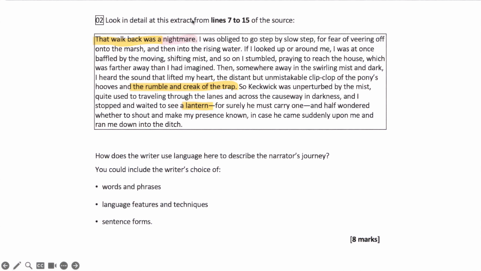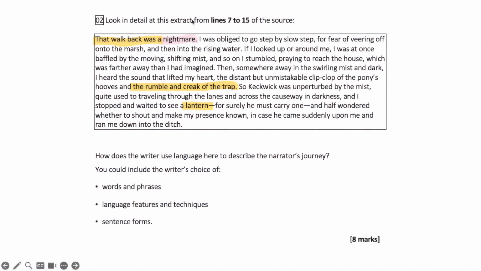Using long quotations frequently results in an analysis that veers towards content rather than language, as students get caught up in the narrative rather than the linguistic choices of the writer. Now let's look at this second sentence. I was obliged to go step by slow step for fear of veering off onto the marsh and then into the rising water. What might you pick out here, if anything?